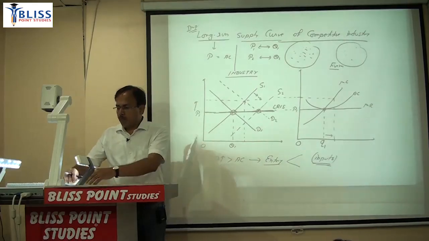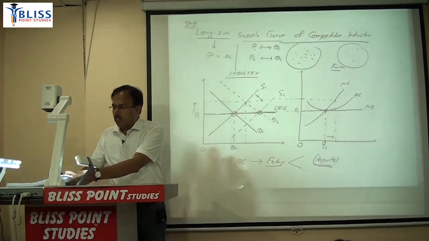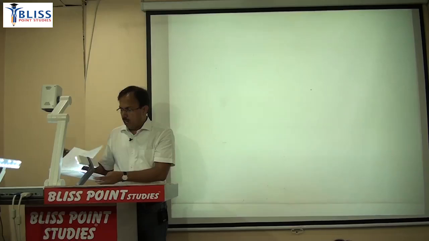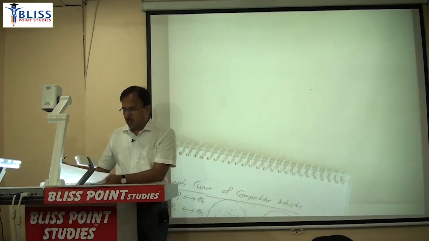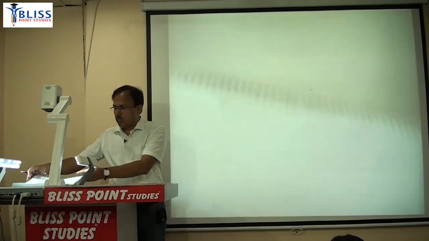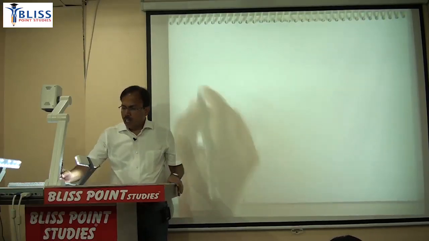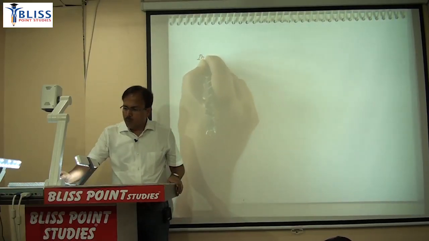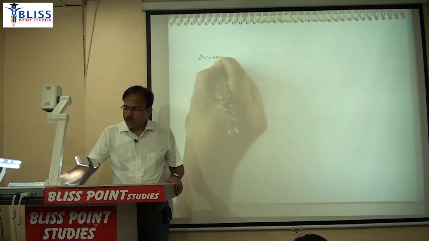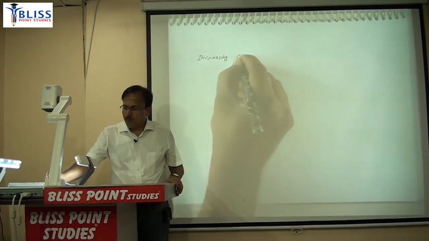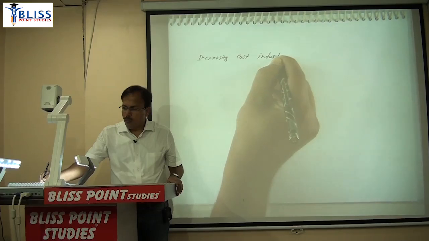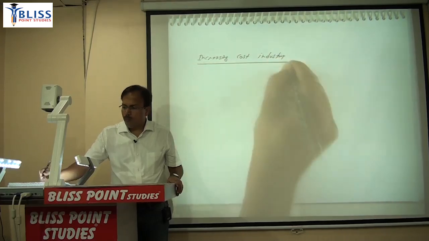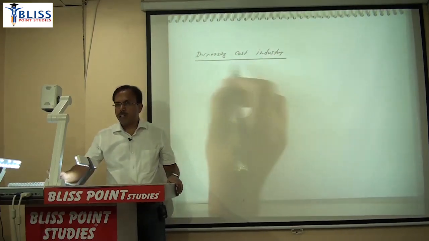So this type of small paragraph you have to insert after the diagram. And what will be the case of increasing or decreasing cost? Next paragraph, two cases separately. Increasing cost industry, in the next paragraph. First define this.